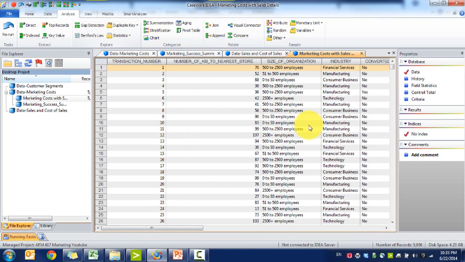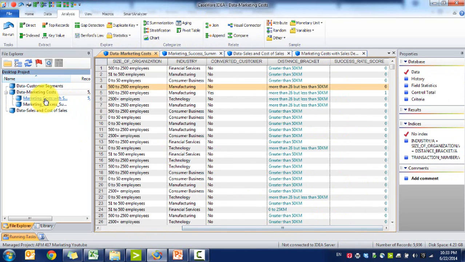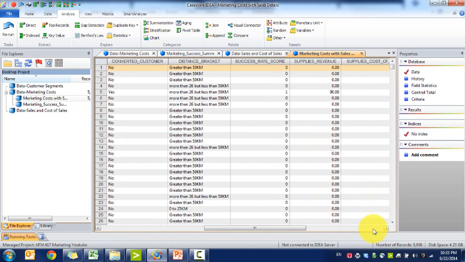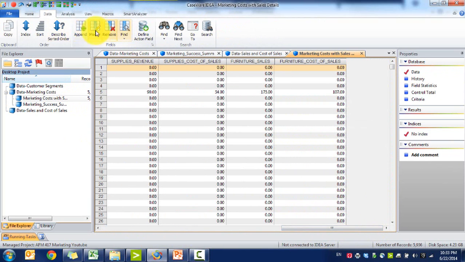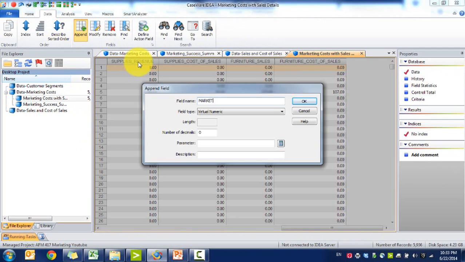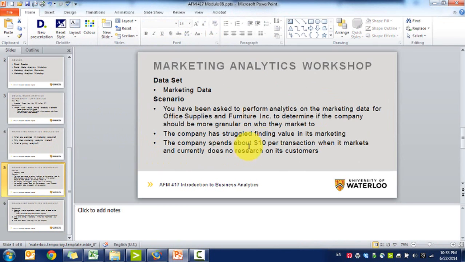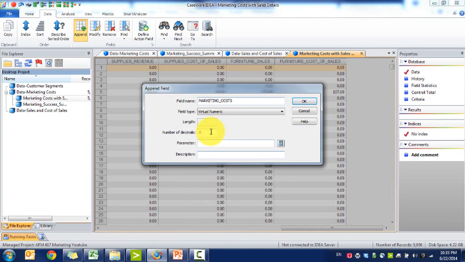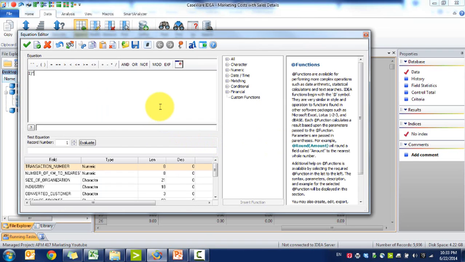And now we also want to include one more field, and this is going to be marketing costs. So if you remember back to the case facts, it costs $10 per transaction. So what we're going to do here is go 10 times the number of records.